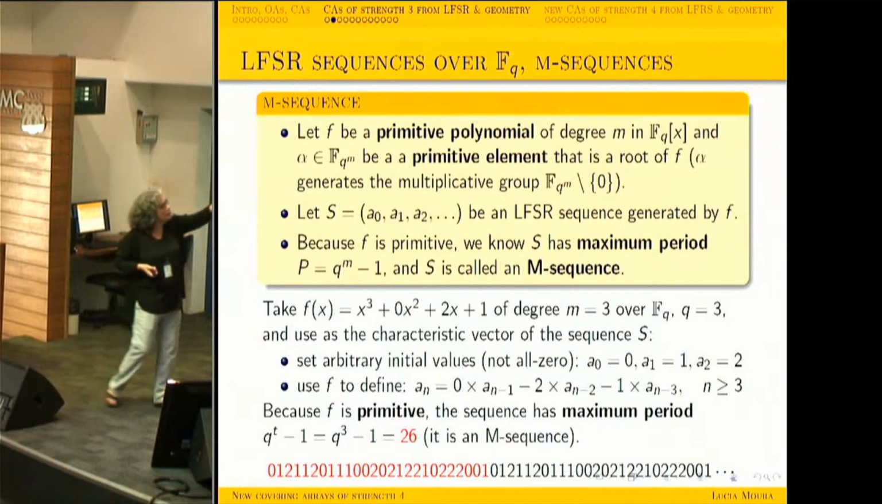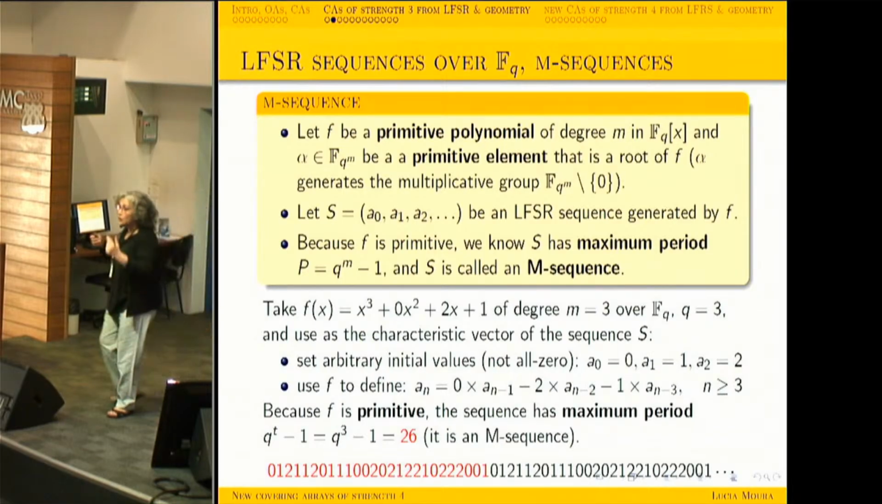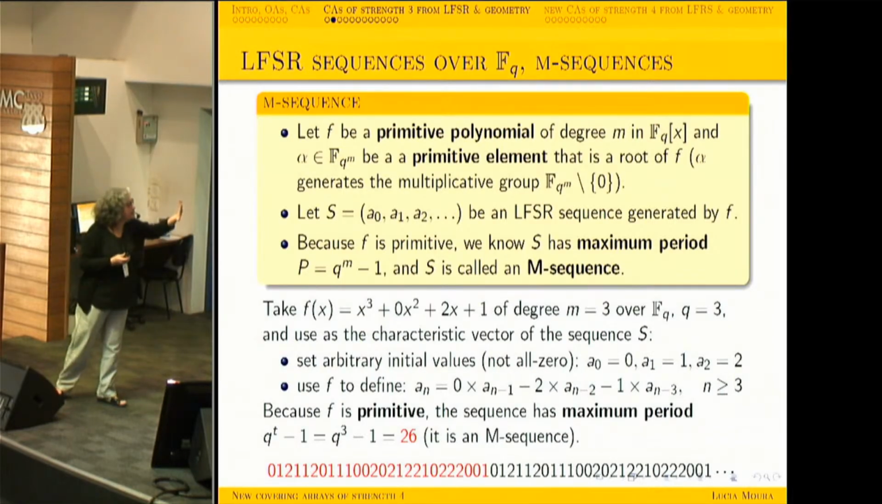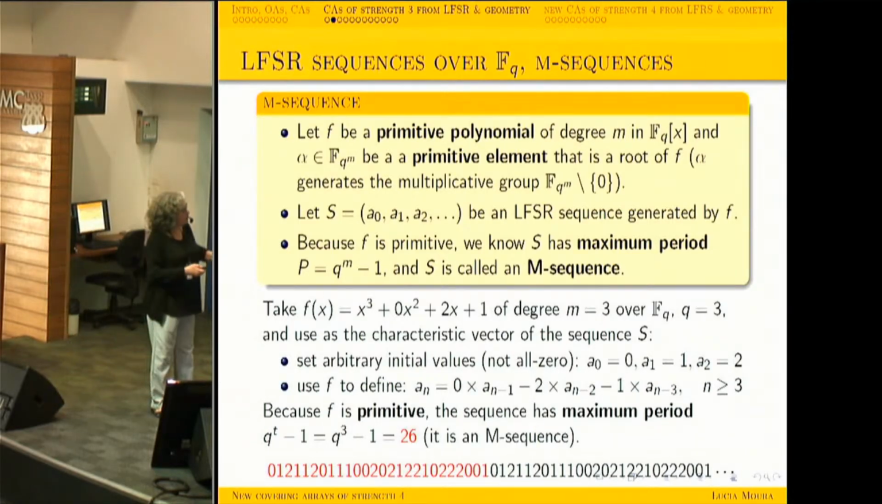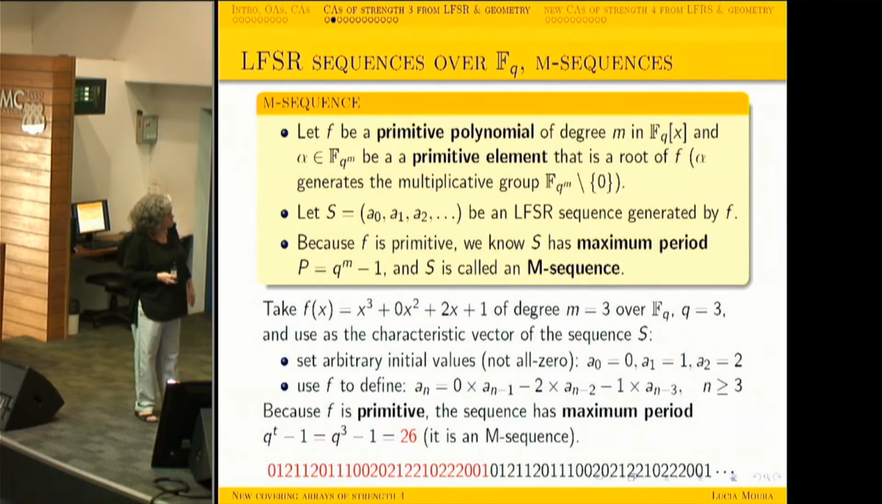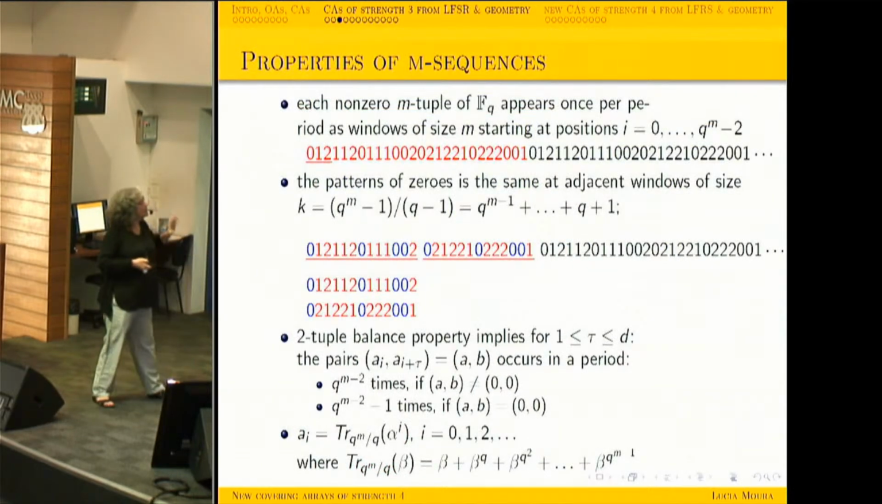We need to pick m initial values, right? The polynomial has degree m, so with m initial values you construct the sequence in this way, and if the polynomial is primitive, this sequence has a maximum period, which is q to the m minus 1. It has very interesting properties that allow us to build the arrays we need. So this is an example for m equals 3 and q also 3. When the sequence has maximum period, it's called an m-sequence. So we'll be using these m-sequences.